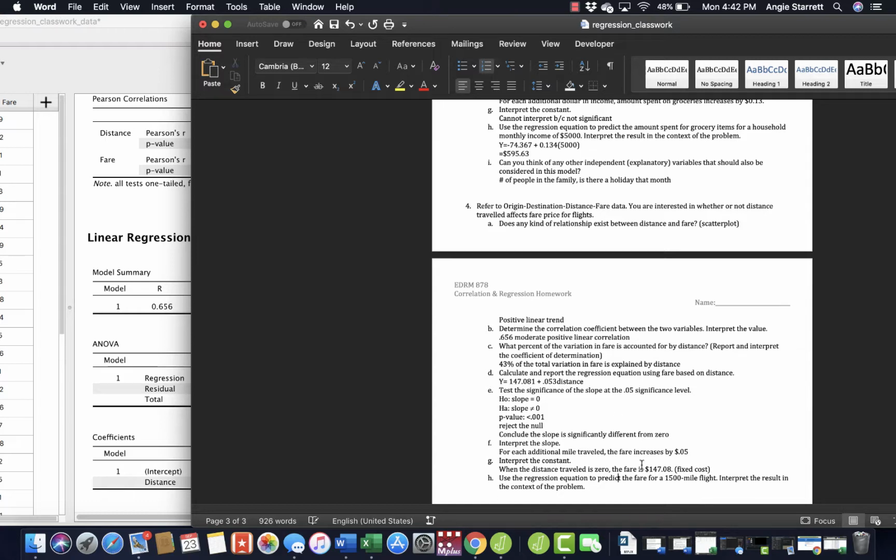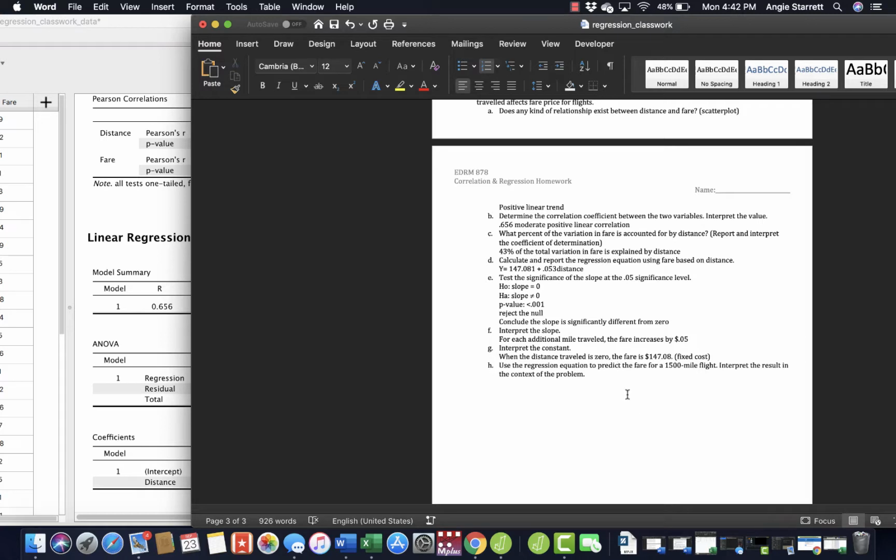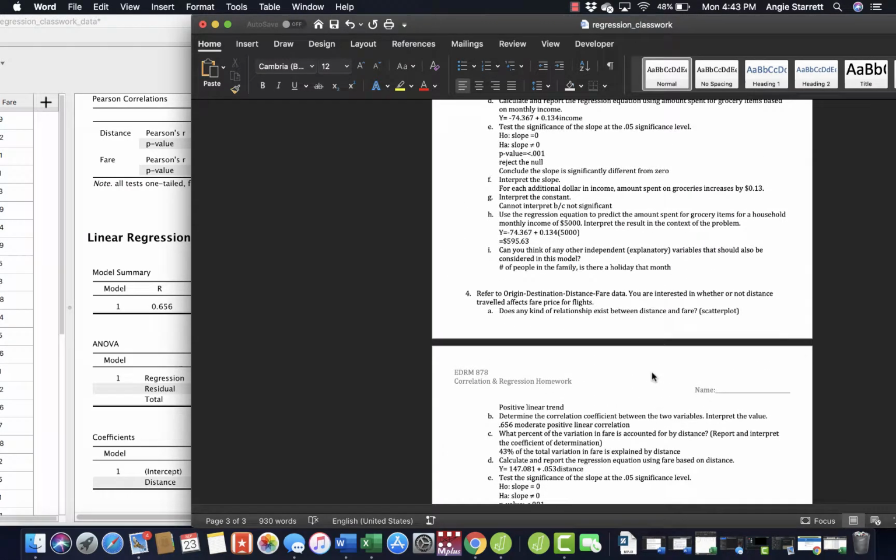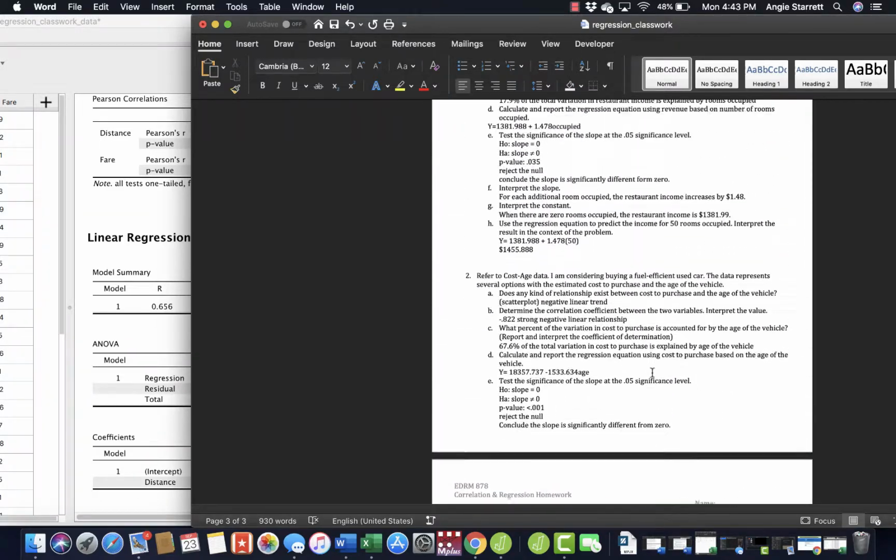All right, use the regression equation to predict the fare for a 1,500-mile flight. So we've got y equals our intercept, 147.081, plus 0.053 times 1,500 miles. Plugging this in, I am getting $192.08. So hopefully this answers any questions you had on correlation and regression.